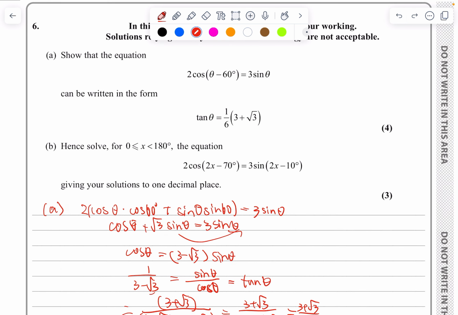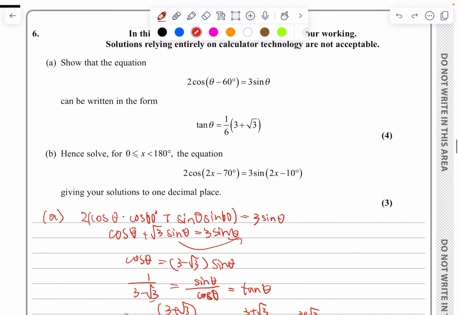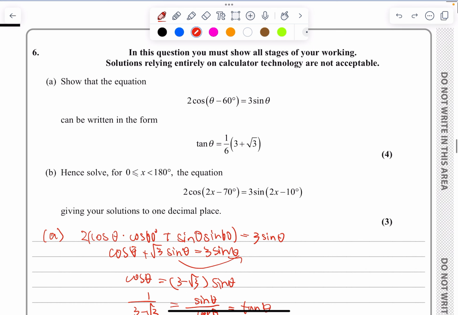And then it says, hence solve this equation. I think I'm supposed to do something with theta minus 60, right? So I'm trying to find theta minus 60 here.